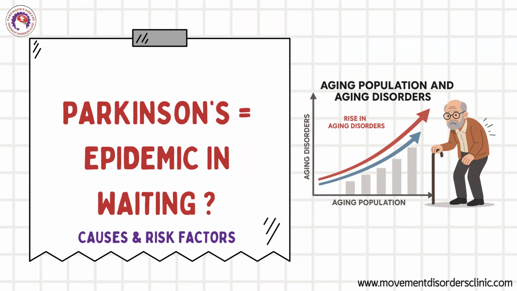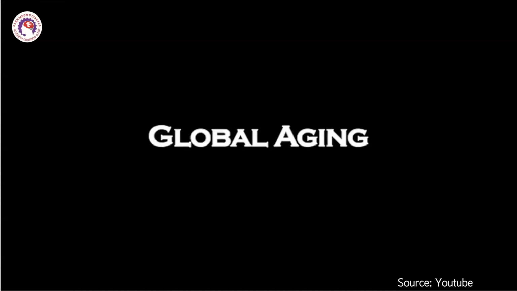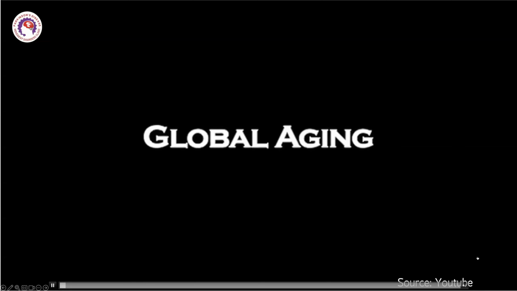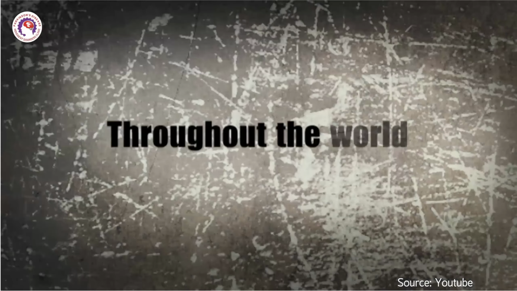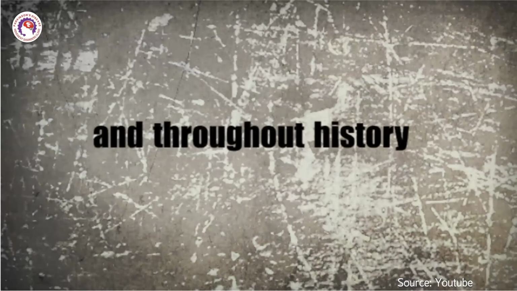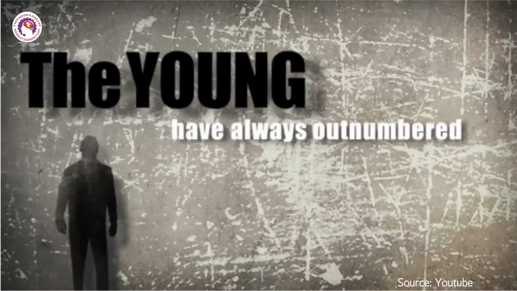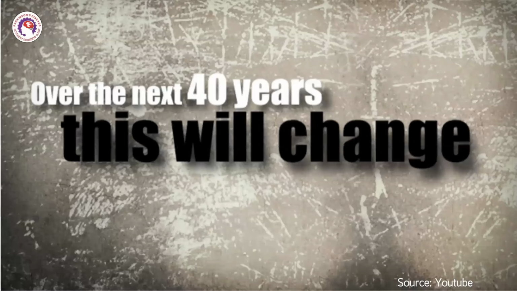So now we know the classical features of Parkinson's disease and why it happens. But why is it important to us, especially if it is a rare disorder not commonly seen? Why do general practitioners have to know more about it? Because Parkinson's disease is an epidemic in waiting. It's going to happen everywhere. As we can see, global aging is slowly increasing. Life expectancy has been slowly increasing throughout the world. And most of the time, the young have always outnumbered the elderly.